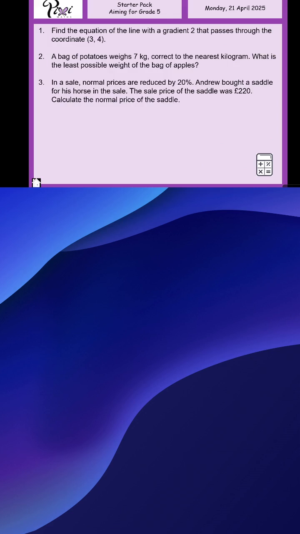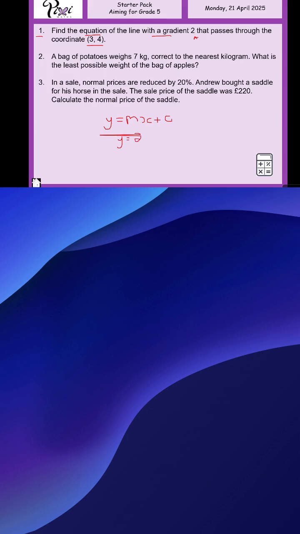Okay, next question. Find the equation of the line with the gradient 2 and passes through the coordinate 3, 4. So we know that a straight line graph is going to be in the form y equals mx plus c, where m is our gradient, the coefficient of x, the number next to the x, and c is our y-intercept. Now we know what our gradient is, because the question told us gradient is 2. So m is equal to 2. So we got y equals 2x plus c.